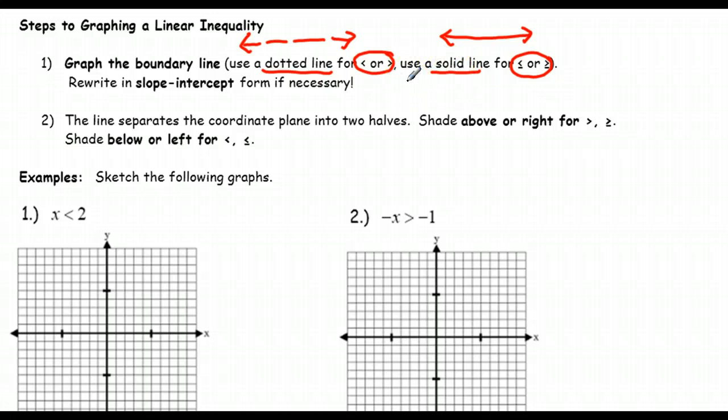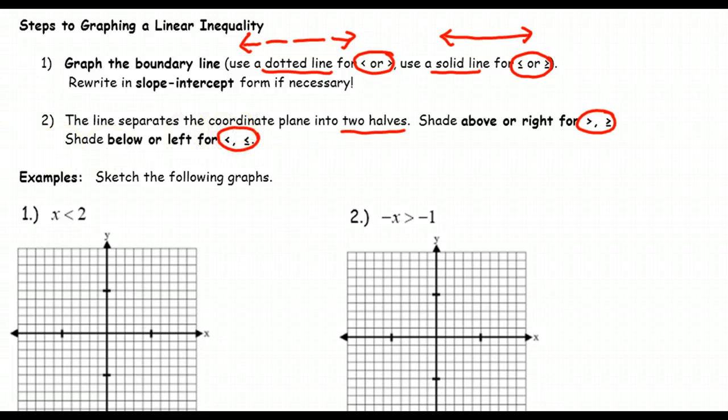Step 2. The line is going to separate your coordinate plane into two halves, or two regions. You shade above or right for the symbols greater than or equal to, and you shade below or left for the symbols less than or equal to.